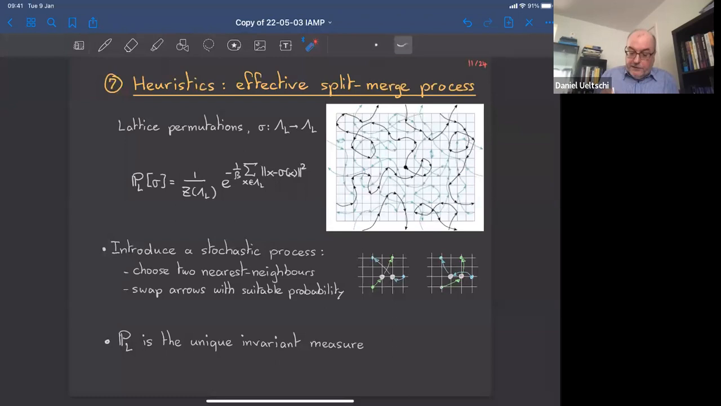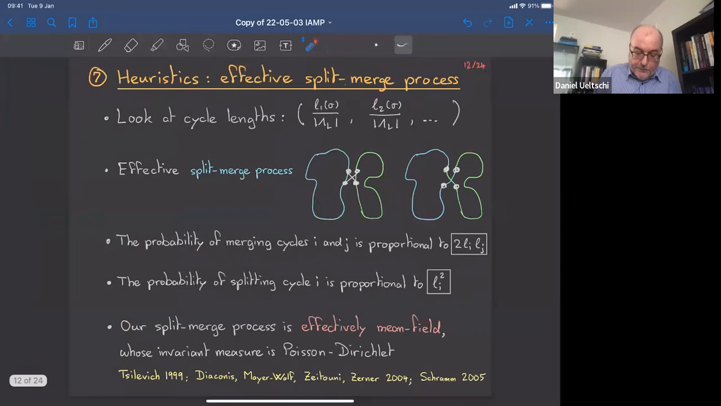But now, let's try to understand what this gives in terms of this vector of loop lengths or cycle lengths. So we look at the cycle lengths as before. We have the largest cycle divided by the volume, second largest, and smallest, and so on. And we want to understand what happens when we do this change. So there can be two possibilities.